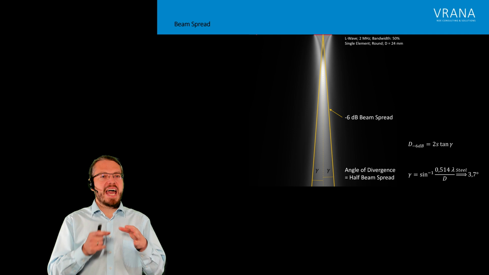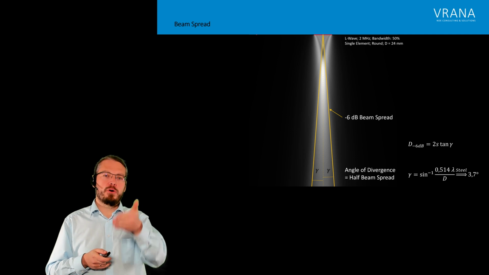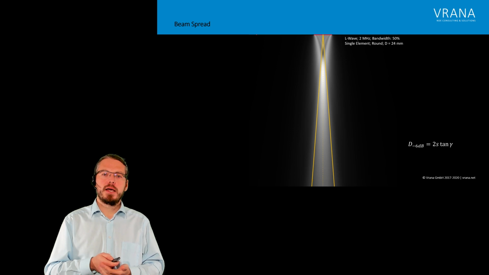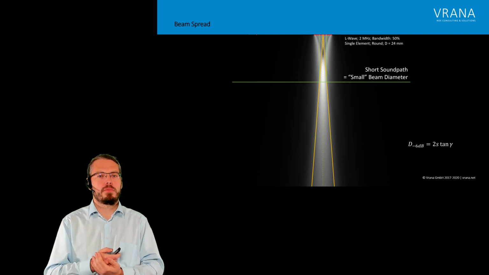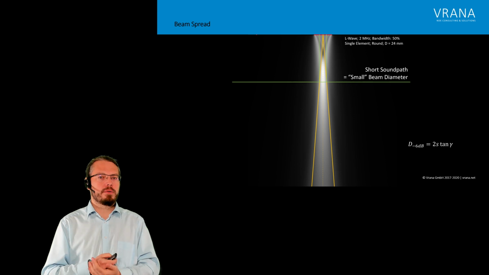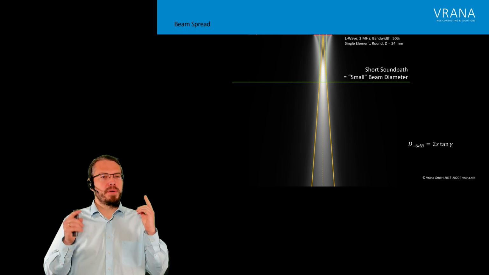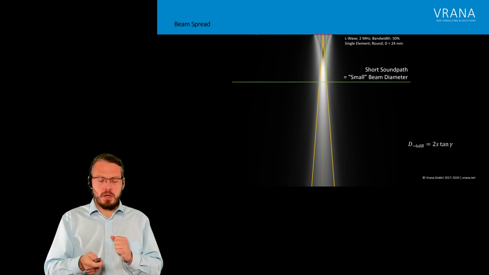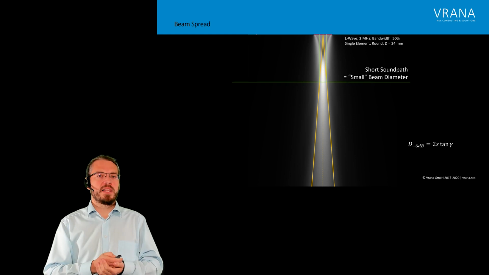From that, we can calculate how big our sound bundle is at a certain point. It depends on our sound path and it depends on our angle. Now, if we take that formula and look at a short sound path, somewhere around our focal point, then we can see that we have a pretty small beam diameter, a beam diameter which is actually smaller than the active element we are using. If you look up here, between those two lines is our beam diameter, and this red line up here was our active element.